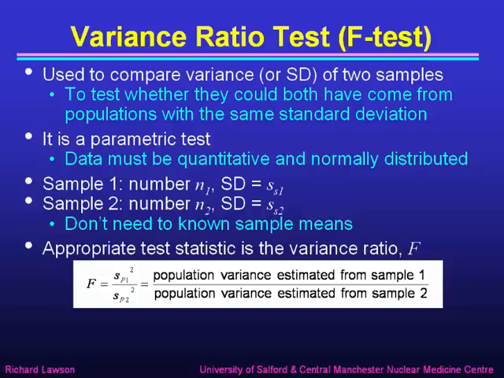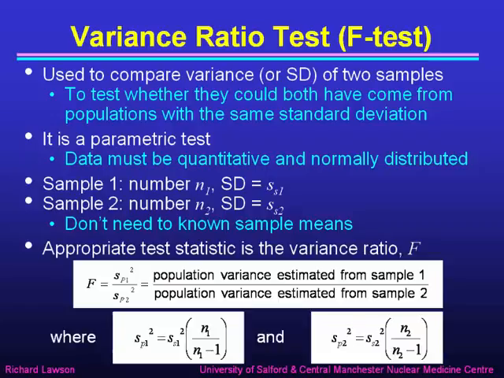F is defined as sp1 squared over sp2 squared. That is the population variance estimated from sample 1 divided by the population variance estimated from sample 2. Notice this is the ratio of the variances of the population, not of the samples. So we have to estimate the standard deviation of the populations from the samples by applying the Bessel correction.